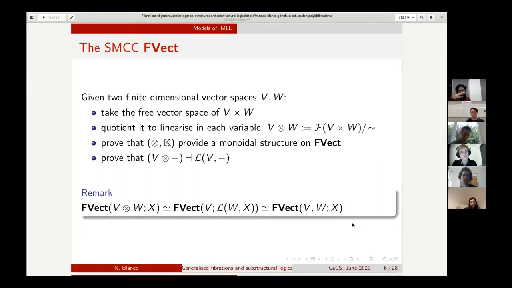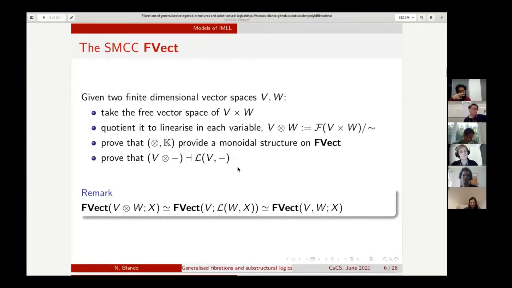The idea is that we want to define what is a tensor product of two vector spaces. To do that, we take the free vector space on the product. Then we want this to be linear in each variable, so we quotient by some equivalence relation. And then with this notion of tensor product, we want to prove that it gives a monoidal structure on vector spaces. Also we want to prove that this defines a monoidal closed structure. So we want to prove that the tensor product is left adjoint to a linear space, where this linear space is the vector space of all the linear maps.